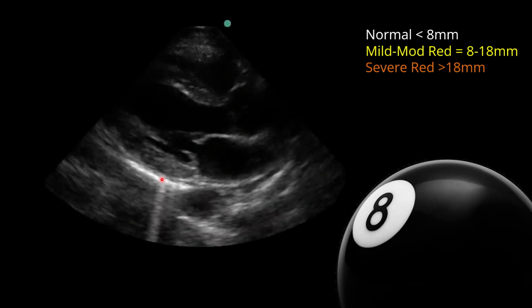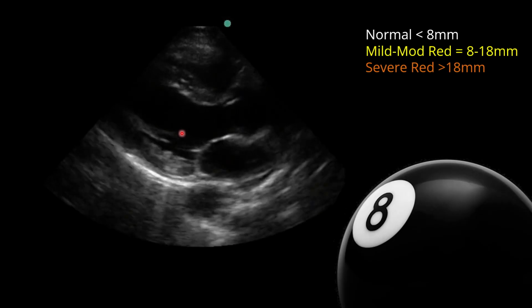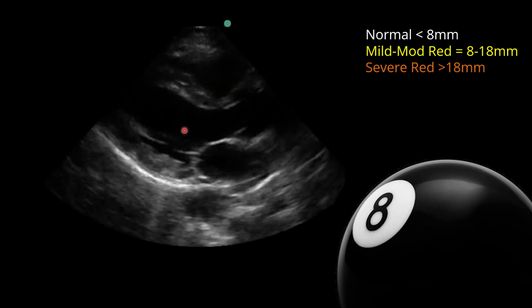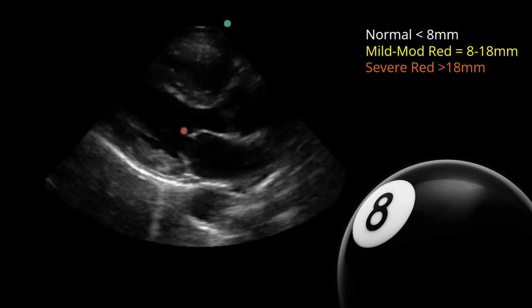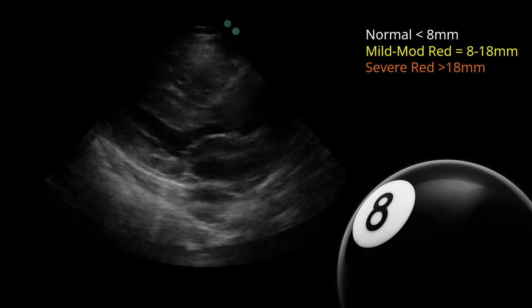Compare that last video to this one. Again, look at the anterior leaflet of the mitral valve. You'll notice it gets much closer to the septum, but still not within 8 millimeters if you measured it. This would be a mild to moderately reduced left ventricular ejection fraction.